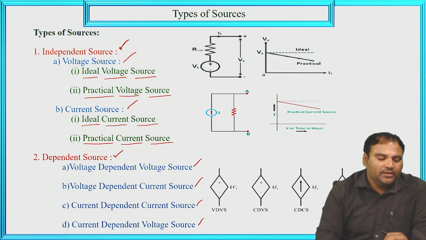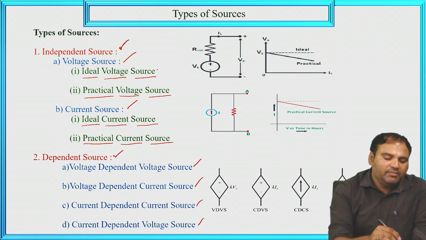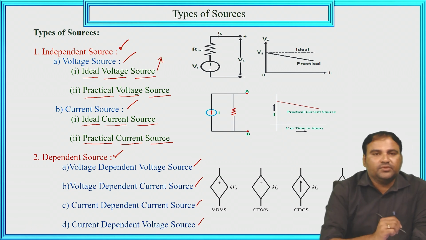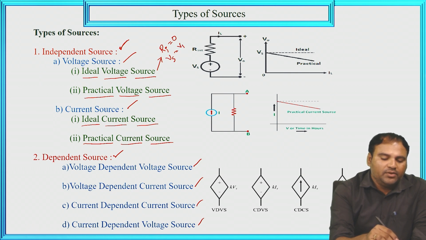So here in independent source we are having the voltage source, which is classified into two types: ideal voltage source and practical voltage source. What is meant by ideal voltage source? For an ideal voltage source the internal resistance should be 0 and the source voltage is equal to the load voltage.